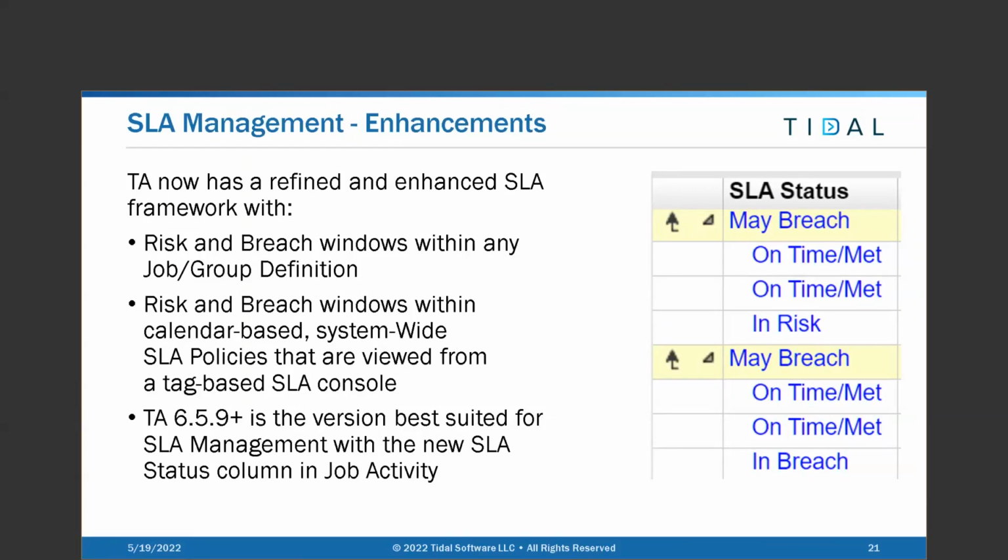per job group basis. Alternatively, that second bullet, there's also a risk and breach window within calendar-based system-wide SLA policies, and those can be specifically viewed from a tag-based SLA console. And so we'll be taking a look at that. At the bottom there, third bullet, 6.5.9 and above. That's the version that's going to be best suited for your SLA management with the new SLA status column in the job activity. And we can see that on the right.